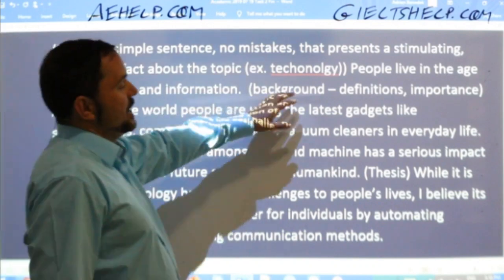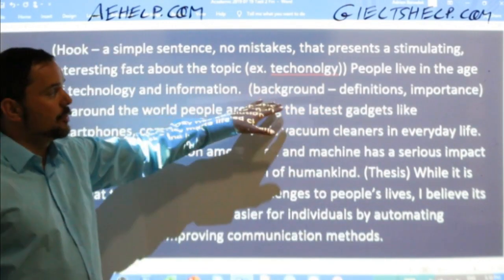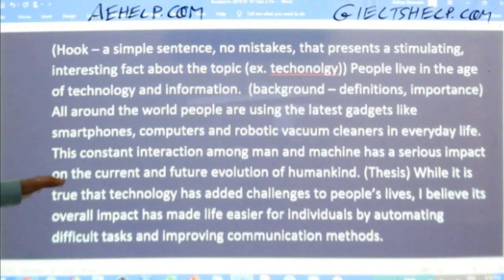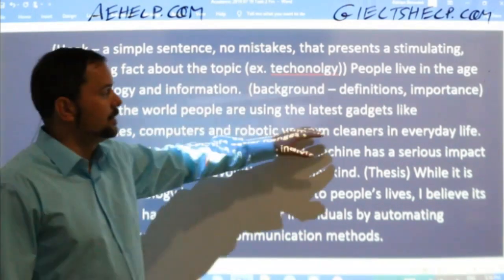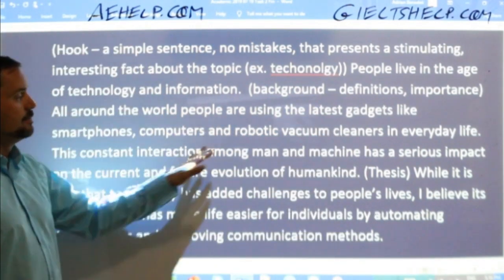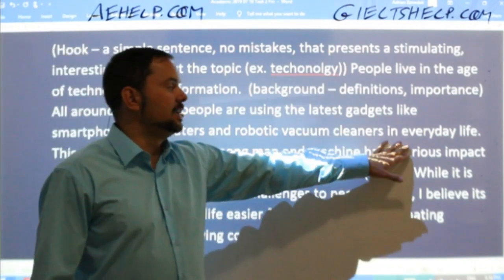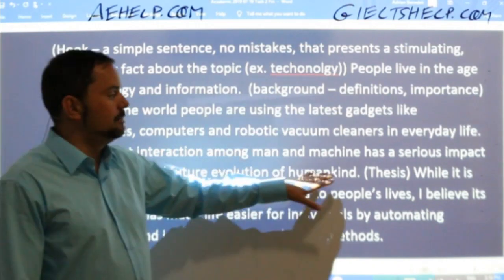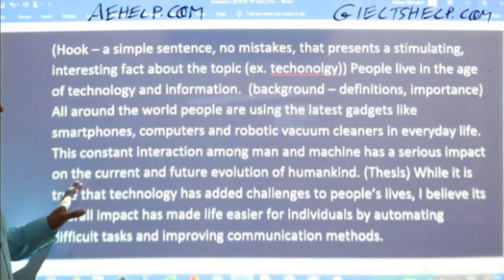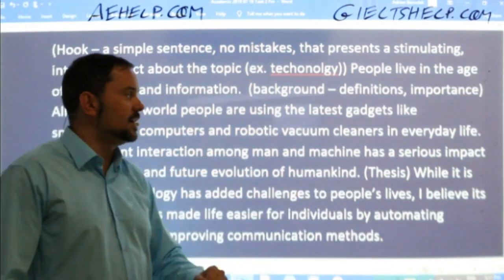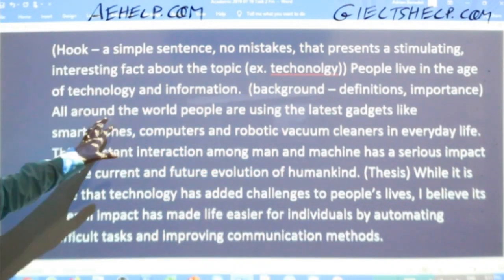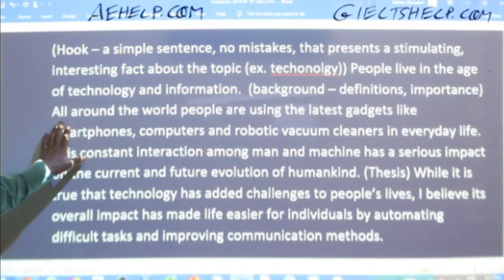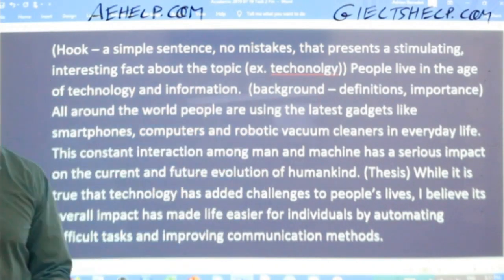Then we write the background, the definitions, the importance. So background, okay? So what are you talking about? All around the world, people are using the latest gadgets like smartphones, computers, and robotic vacuum cleaners in everyday life. This constant interaction among man and machine has a serious impact on the current and future evolution of humankind. So in my first sentence here, all around the world, people are using the latest gadgets. I give a definition of technology. So this sentence answers what is technology.